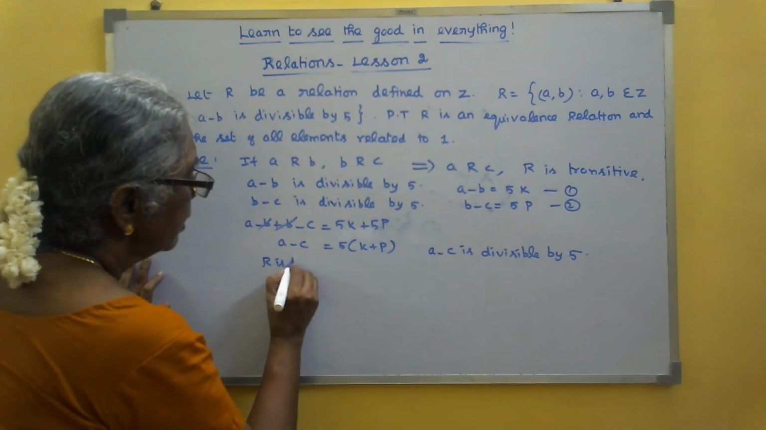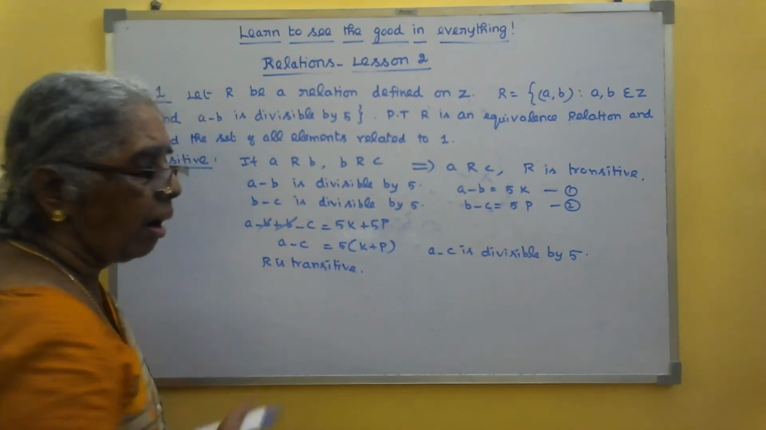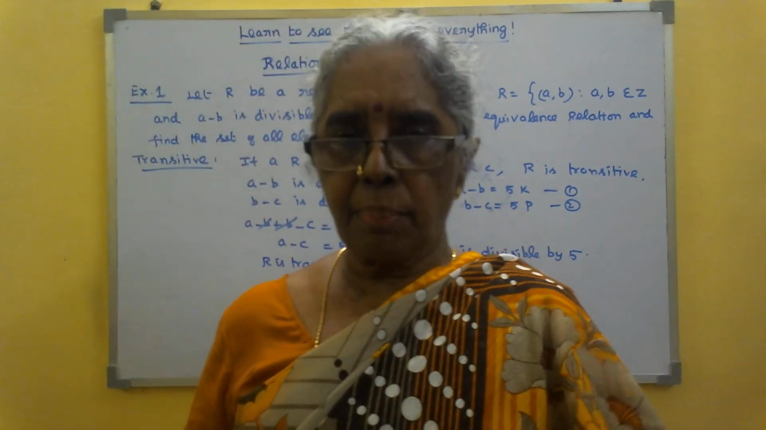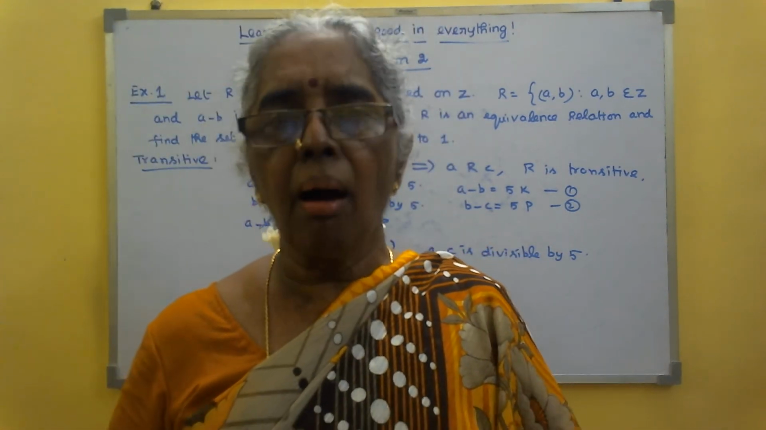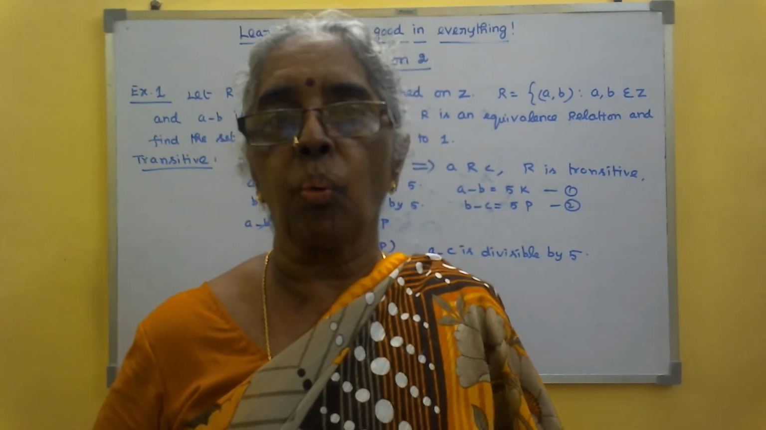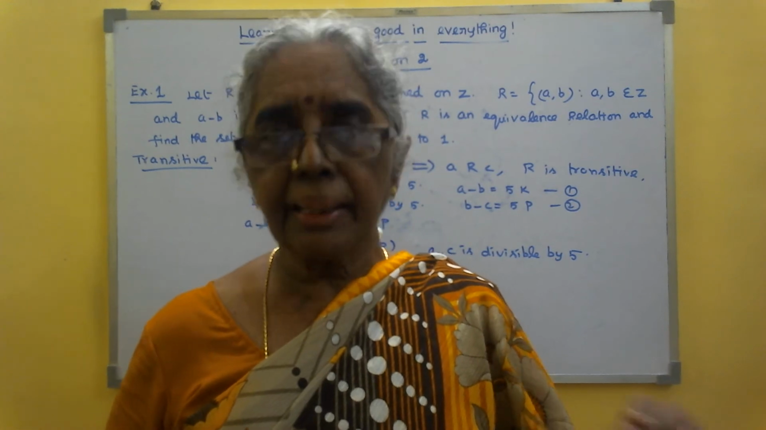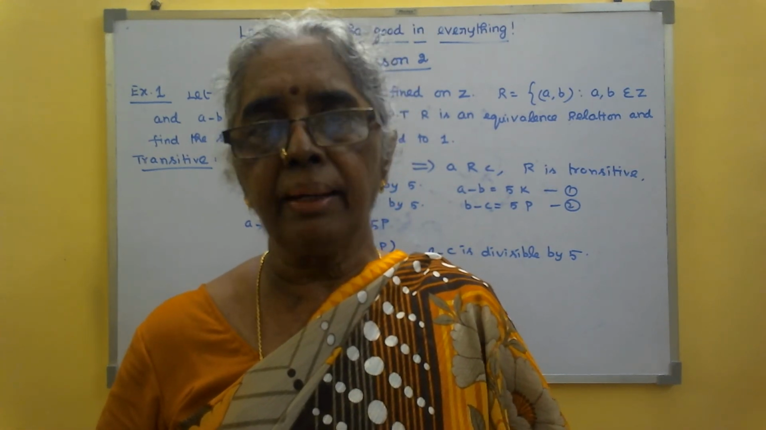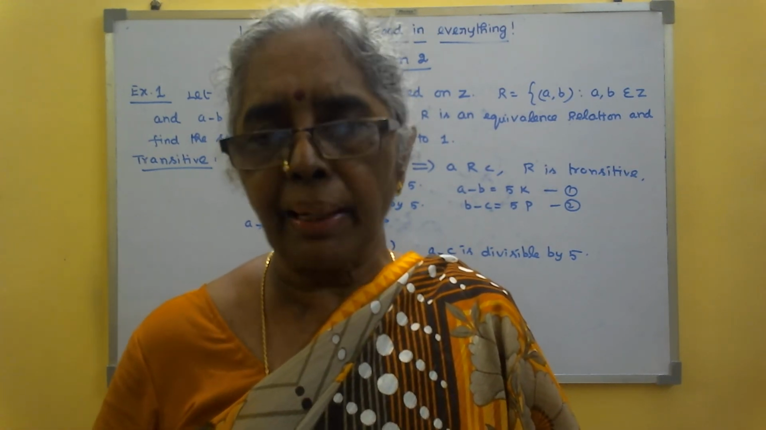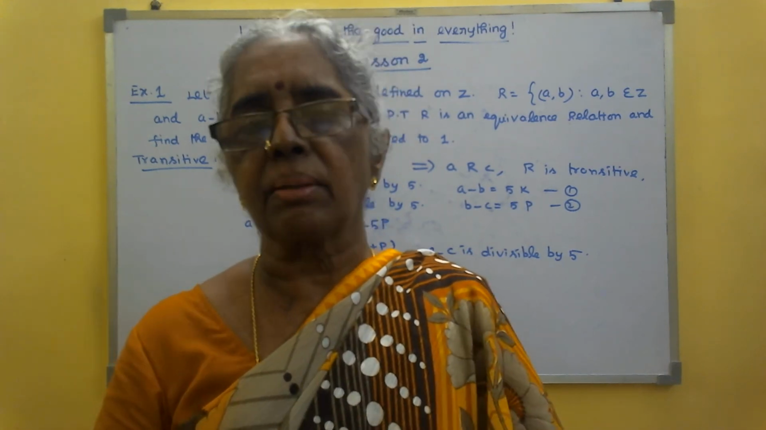Okay. Now let us write the conclusion. Since R is reflexive, symmetric and transitive, R is an equivalence relation. So the first part is over. We have generalized, we have proved. Now there is a second part. You have to find the set of all elements related to the element 1 in your set.